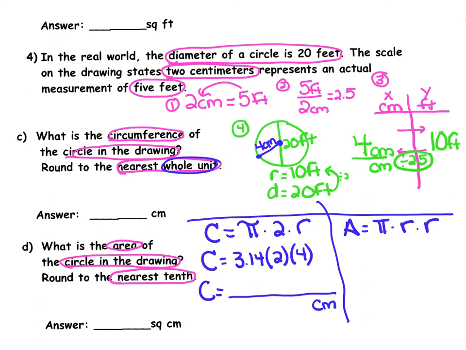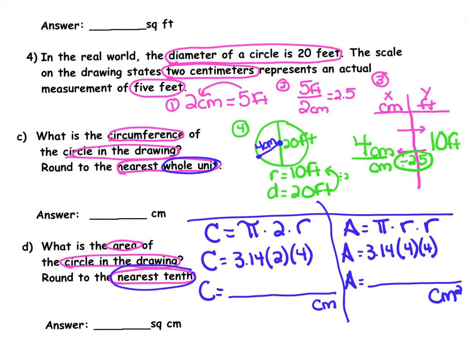For area, you're going to multiply 3.14 times a radius of 4 centimeters times 4. Again, write down all your information that appears on the screen, and you will get the area in square centimeters. And remember, this time you have to round to the nearest tenth. When you're done, check your answers against the answer key posted in this assignment. This concludes the lesson for page 9. Make sure you complete this problem and check your work.